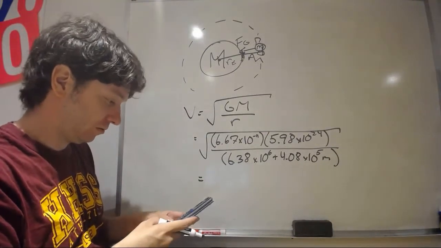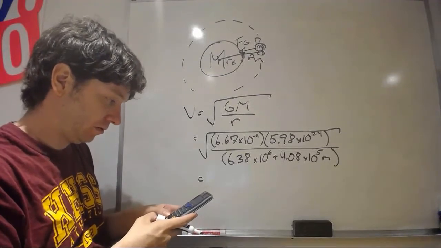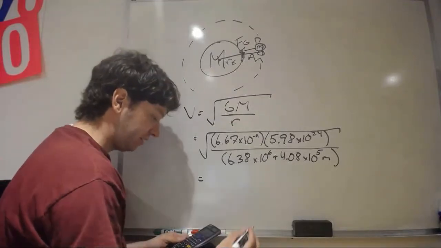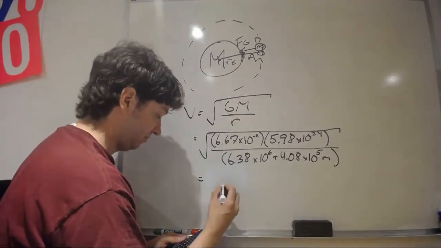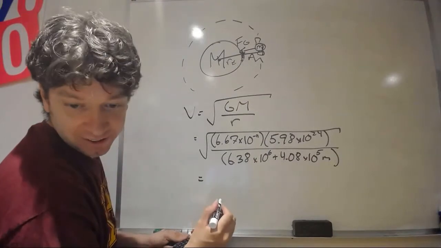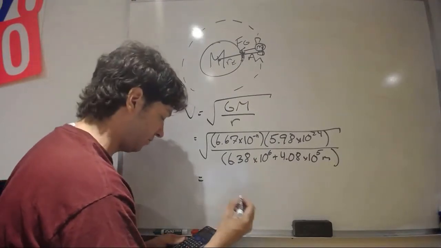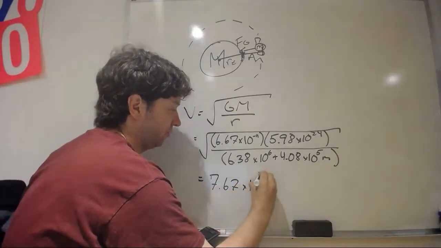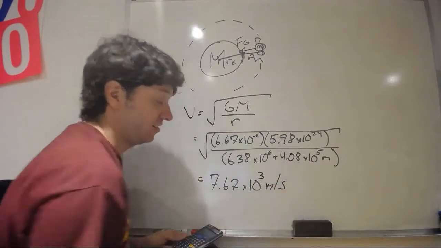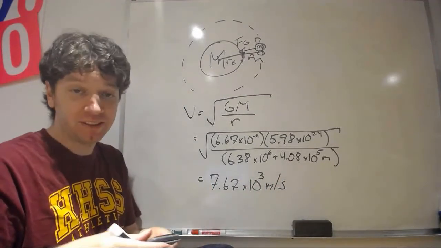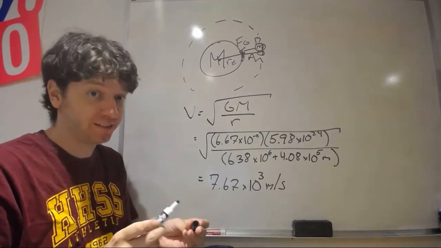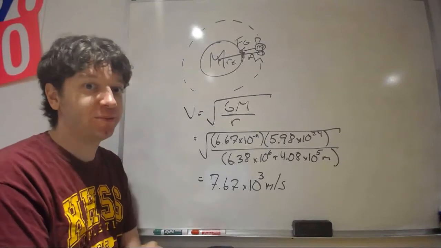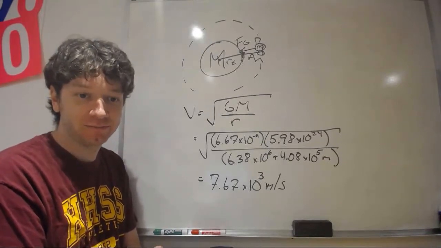6.38, we get 7,666, or how many significant digits? 3. So 7.67 times 10 to the 3 meters per second. That's pretty fast. 7,670 meters per second. If you want to know what that is in kilometers per hour, multiply that by 3.6. It's fast.